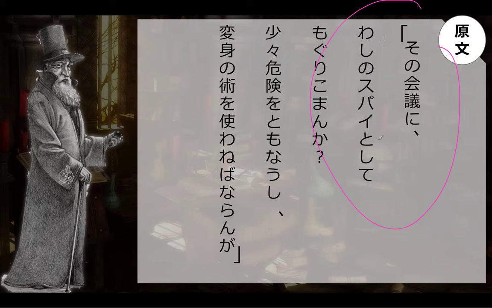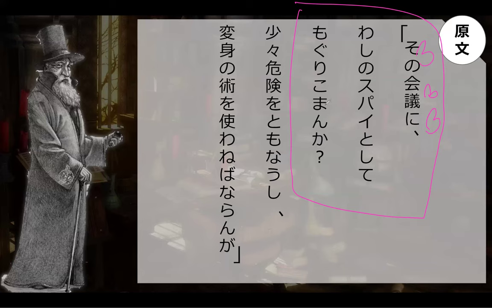Kono kaigi ni washi no spy to shite mogurikomimasenka? He's saying that for the upcoming meeting, at the upcoming meeting, there's no "I" there. You can't use "I" there. That doesn't make any sense.